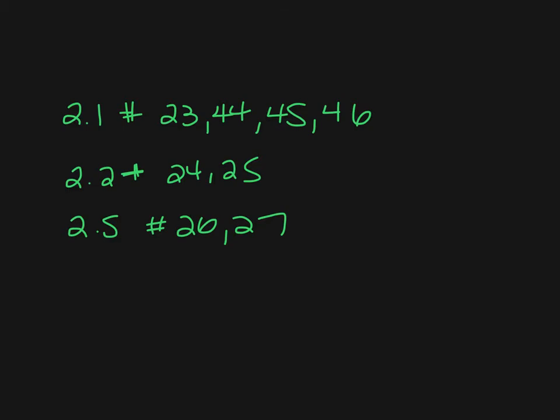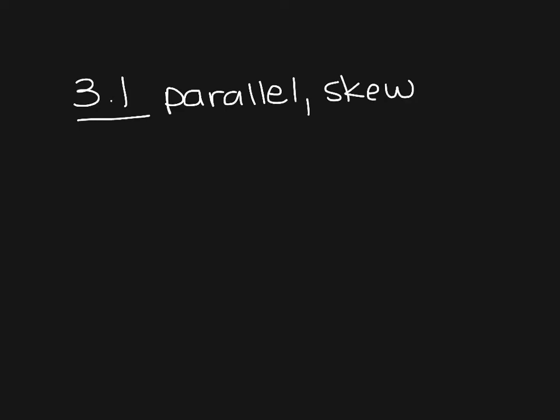So chapter 3 was where we switched teachers, and I came in and we started talking about parallel and perpendicular and all that good stuff. So 3.1 was parallel, skew, and intersecting. So you would have identified a pair of parallel segments or perpendicular segments or skew segments.